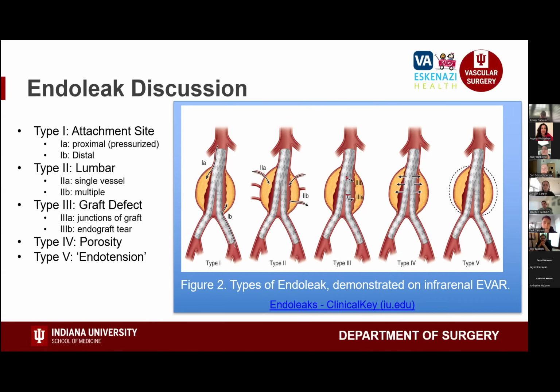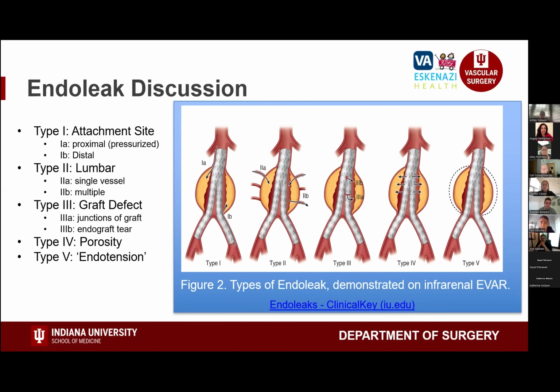As you can imagine, blood is continuing to flow down into the aorta, but is leaking into the aneurysm sac proximally. This is more of a pressurized flow compared to a type 1B endoleak, which is a distal attachment site issue, where retrograde flow is returning into the aneurysm sac, causing it to increase.